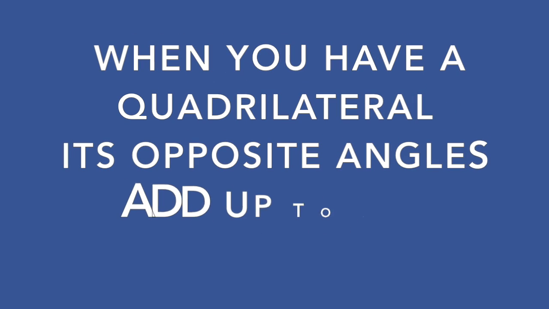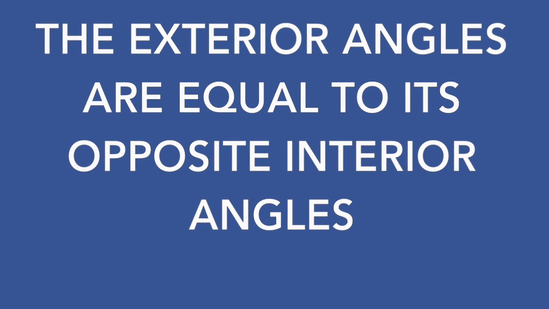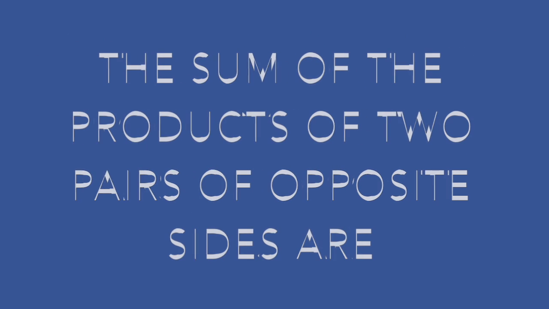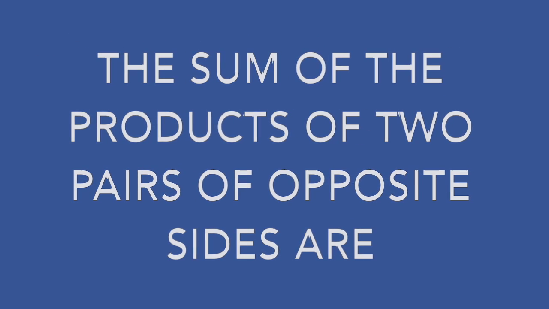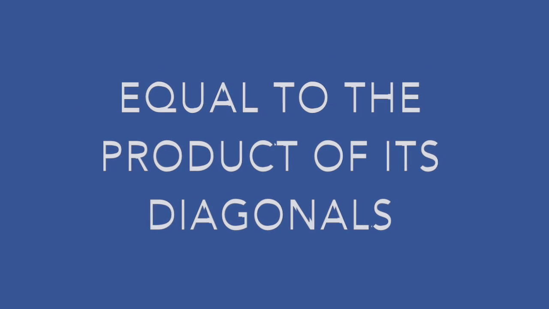When you have a quadrilateral, its opposite angles add up to 180. The exterior angles are equal to its opposite interior angles. The sum of the products of two pairs of opposite sides are equal to the product of its diagonals.